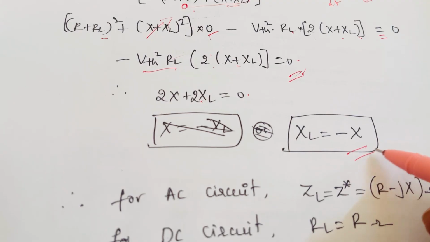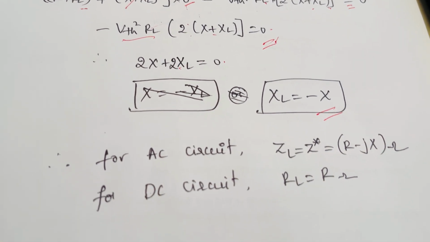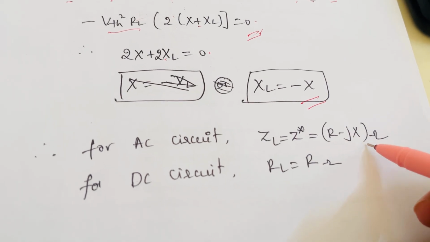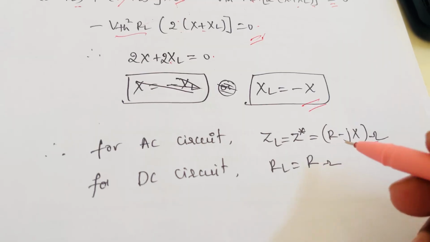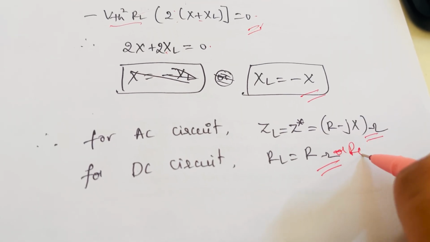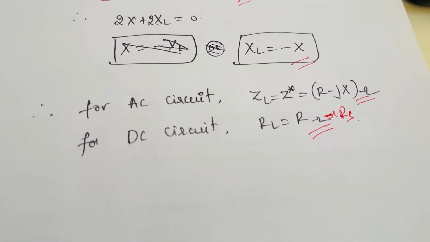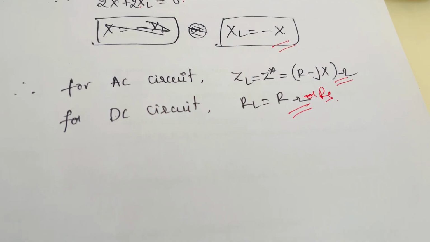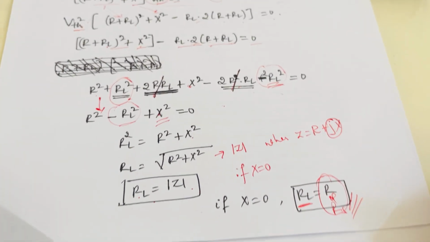It is nothing but the load reactance is the negative of the equivalent reactance, that is the complex conjugate. So for an AC circuit, ZL equals the complex conjugate of the equivalent impedance. For a DC circuit, load resistance equals source resistance. If they ask you to derive only for when the load resistance is the same as the source resistance, you have to do it for only the first case, that is the derivation done here.